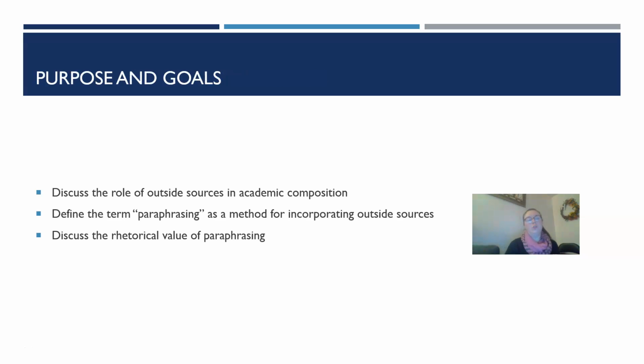The purpose and goals for today's lecture are as follows. We'll discuss the role of outside sources in academic composition. We'll define the term paraphrasing as a method for incorporating outside sources, and we'll discuss the rhetorical value of paraphrasing.